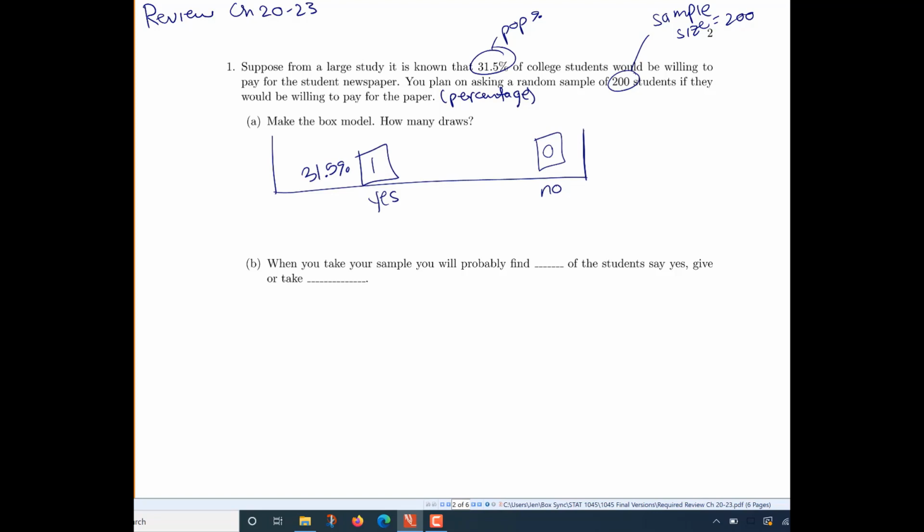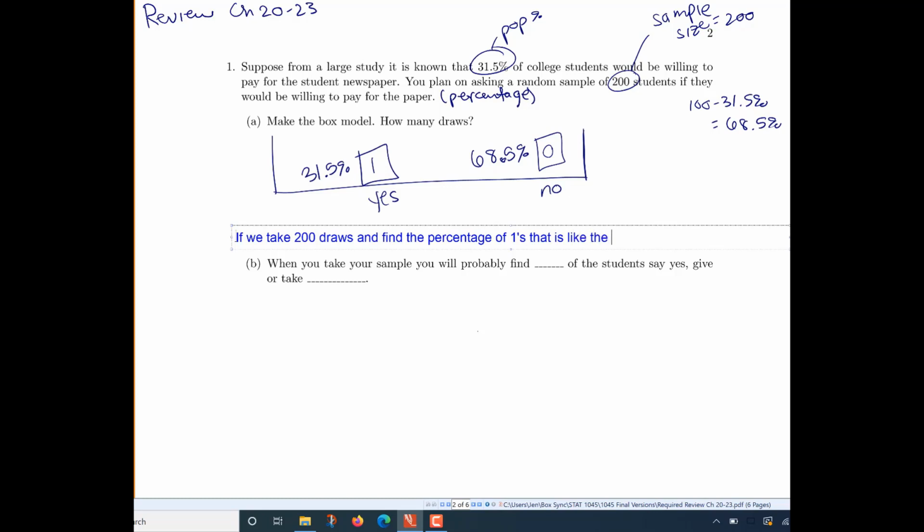And then if I do 100 minus that, so 100 minus 31.5%, should give me 68.5%. Because everything has to add up to 100%. Okay, so 31.5% of the tickets will say yes, or 1 for a yes. 68.5% will say 0 for a no. And then, if we want to do the percentage, and we're talking about box models, so if we take 200 draws and find the percentage of ones, that is like the sample percentage.